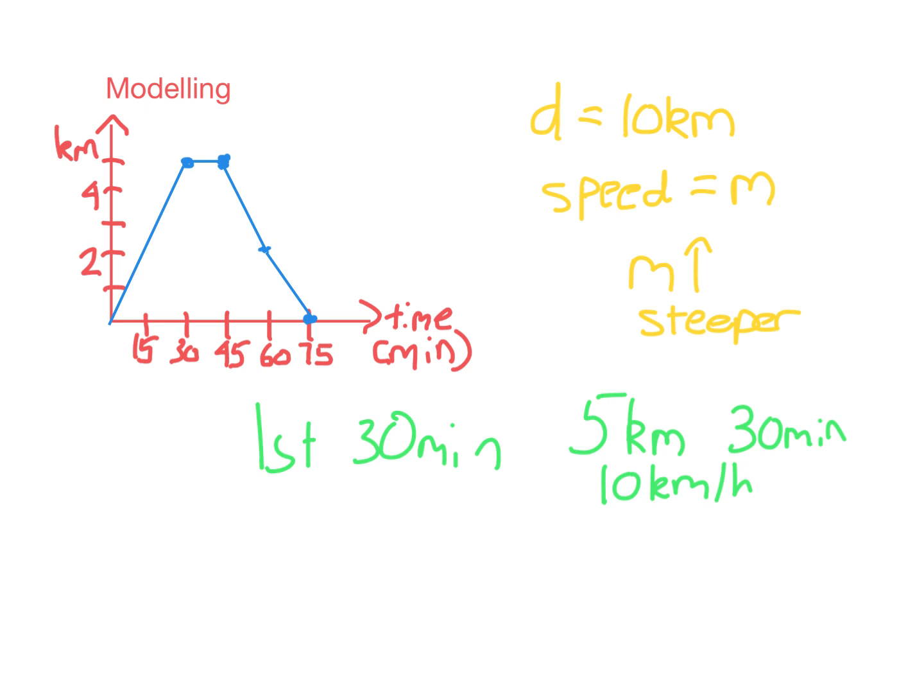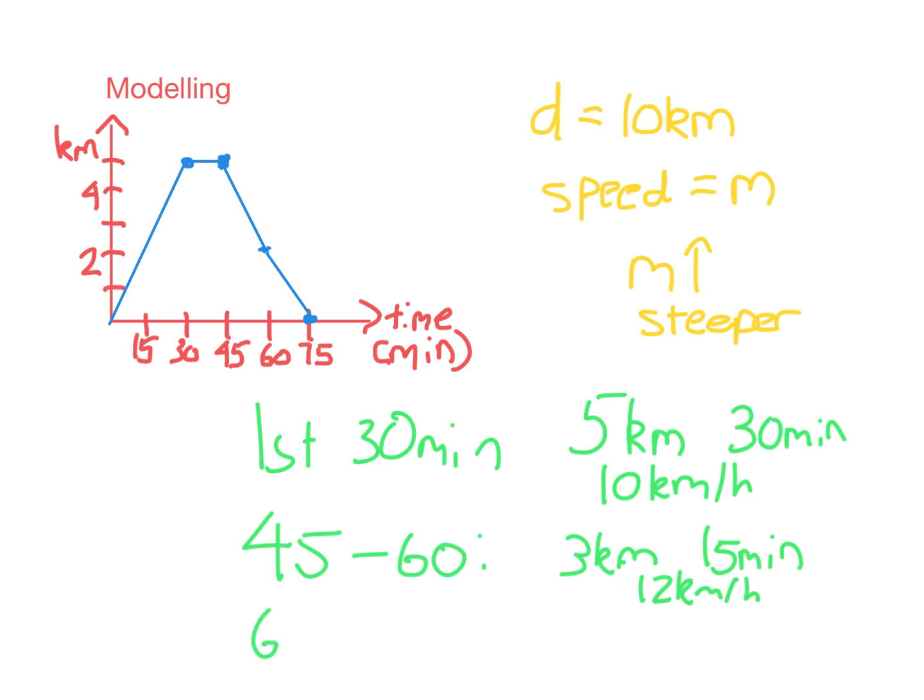So what is my speed for this part? Well, from 45 minutes to 60 minutes, I've gone 5 to 2. I've actually traveled 3 kilometers in this time. I just traveled 3 kilometers in the opposite direction, running from the park back home. So from 45 to 60 minutes, I traveled 3 kilometers in 15 minutes. 15 minutes is a quarter of an hour. You times by 4, that's actually 12 kilometers per hour.